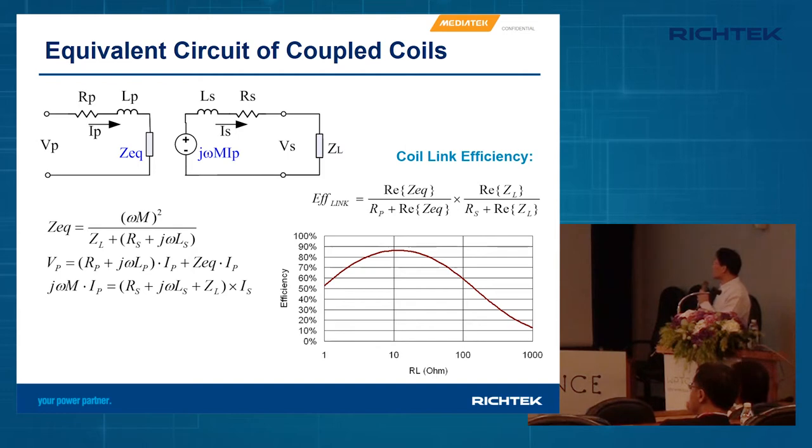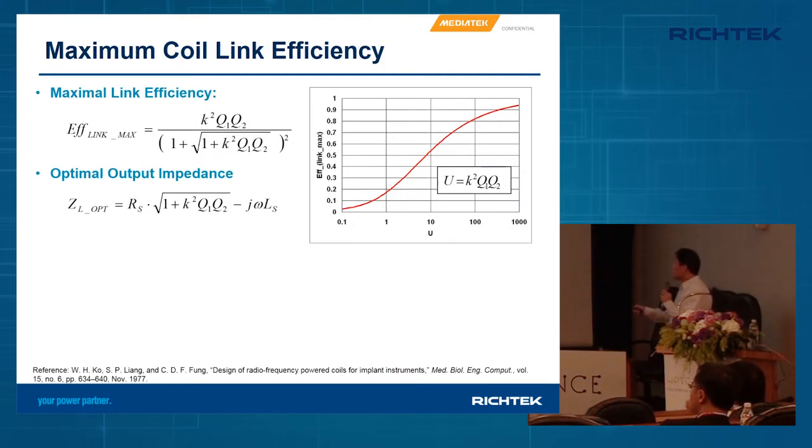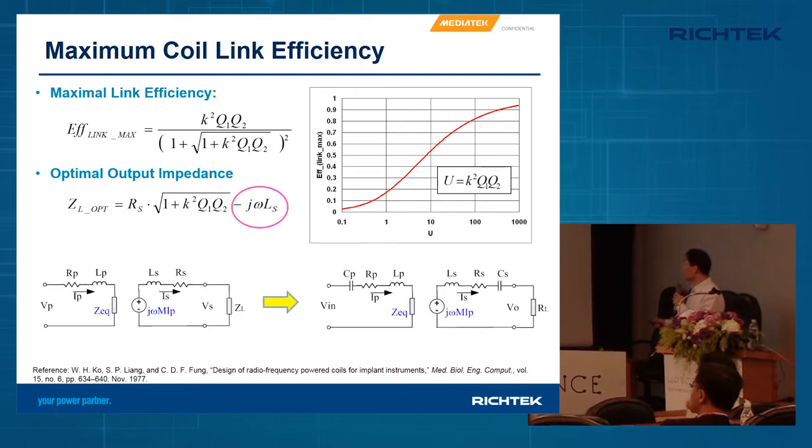For coil link efficiency, we can calculate the efficiency from the real impedance on the transmitter side and the receiver side. The point of maximum link efficiency can be defined from the equation, and the equation shows the maximum link efficiency. For higher efficiency, we need a higher value of KQ product. At the optimal output efficiency condition, you can see here is the negative reactance. It means a capacitor is necessary to compensate the reactance at the receiver side for the receptive load.